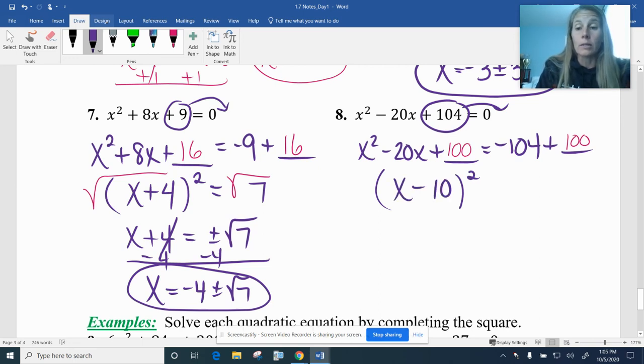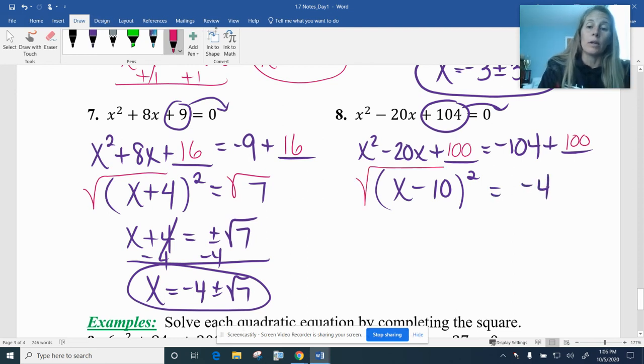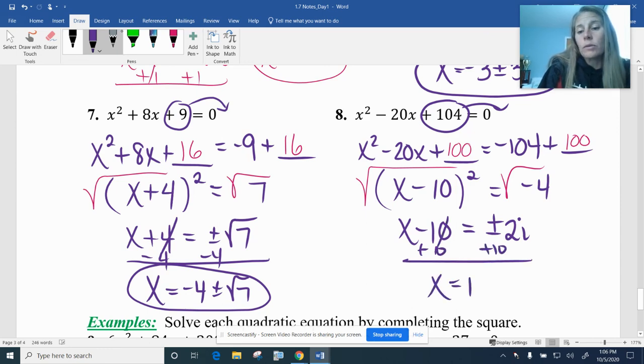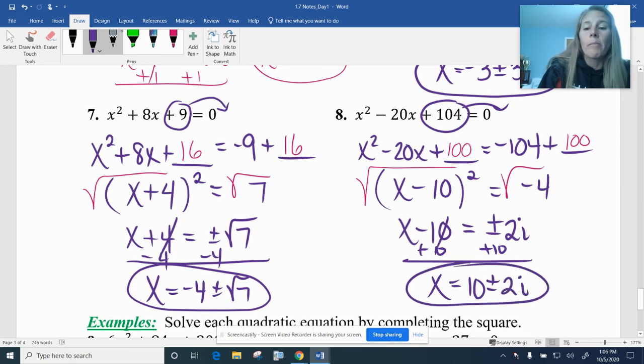So x minus 10 squared equals negative 4. Using our square roots to solve. X minus 10 equals, and this is going to be positive or negative 2i. So 4 is a perfect square, so it comes out as plus or minus 2, but because of the negative on the 4, you also need that imaginary number i. And then we're adding 10 to each side. X equals 10 plus or minus 2i.